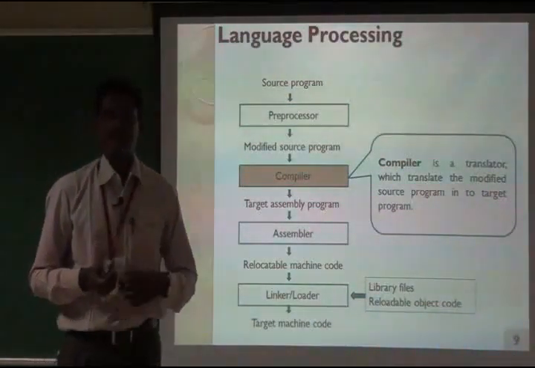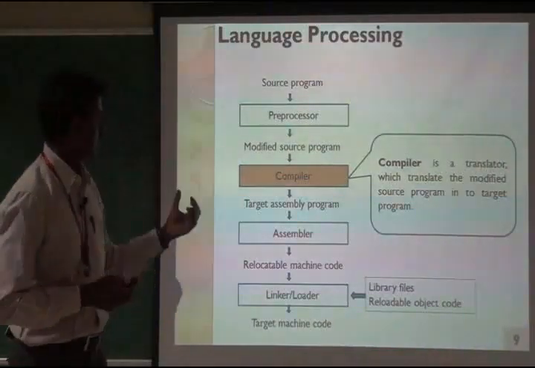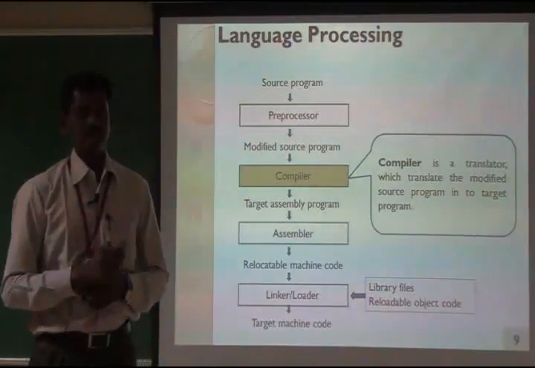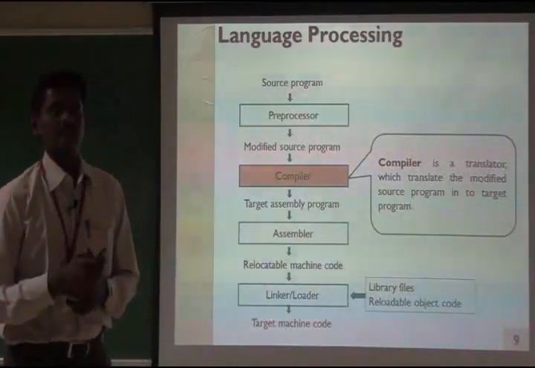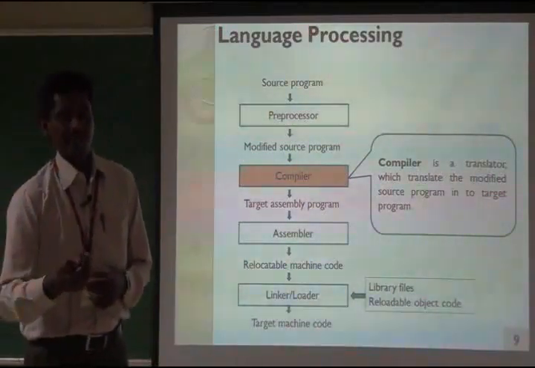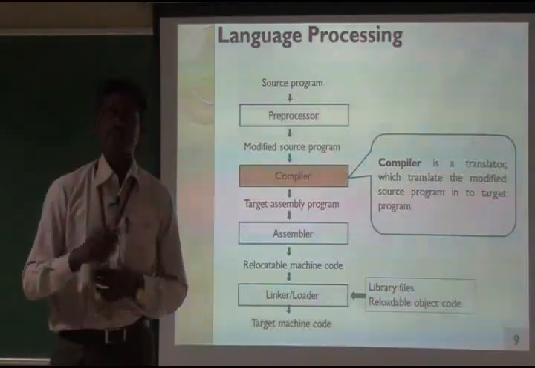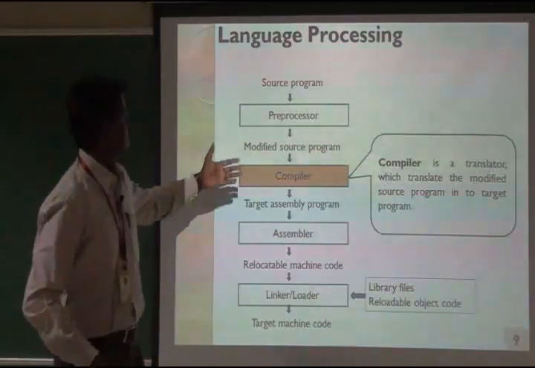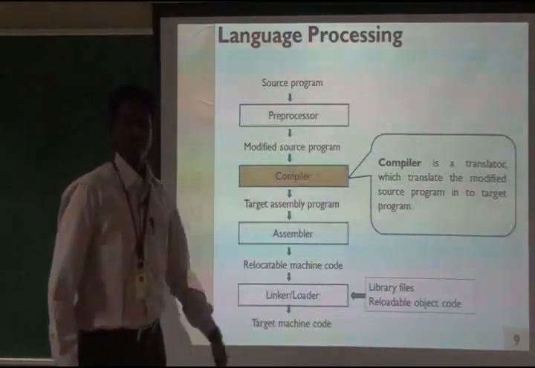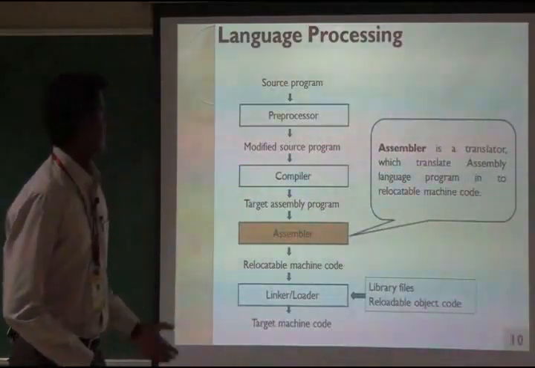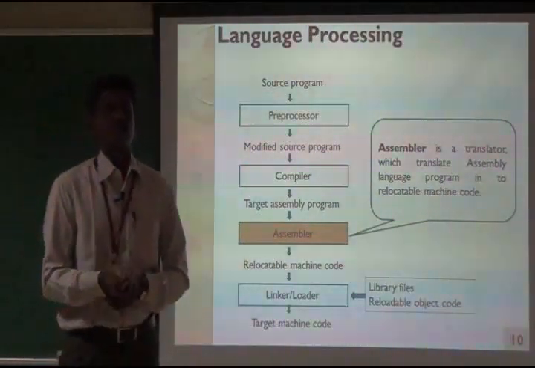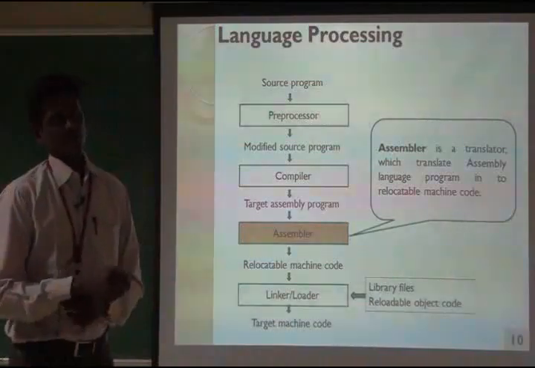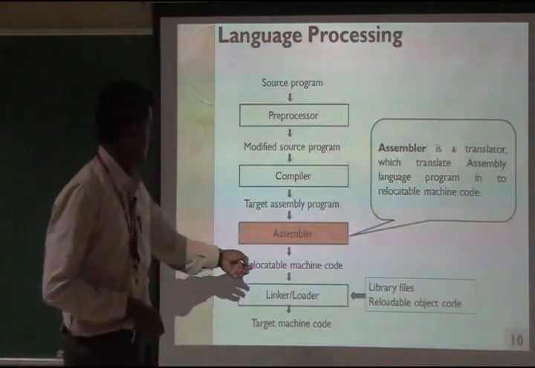The modified source program is given to the compiler. Yes, the compiler is a translator, right, which translates a high level language program into another type of language. It may be assembly language or it may be machine language. Anyway, the compiler is a translator that translates a source program into another form of code. Then the assembler. The assembler is also a translator, which translates the assembly language program into machine code, right?